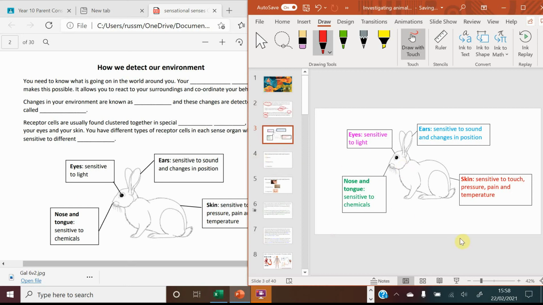I think we're all pretty okay with the idea that the eyes are sensitive to light. So they have special cells, rods and cones, that are designed to change light, different intensities of light, different wavelengths of light, into an electrical signal that goes to your brain, and then it gets interpreted into a picture. Your ears then have cells that are sensitive to sound.